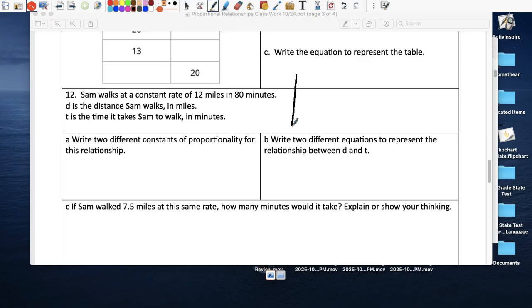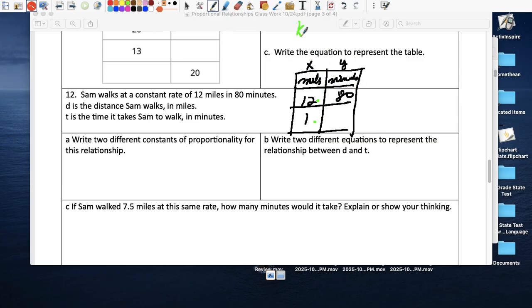So let me create a table. All right, table 1 and table 2. Table 1, I'm going to write miles over here. That's going to be my x, and minutes over here. So 12 miles, 80 minutes. 1 mile, how long does it take? So we need to find the constant of proportionality, right? Going from x to y. So times something, times something. Let's find the constant of proportionality.